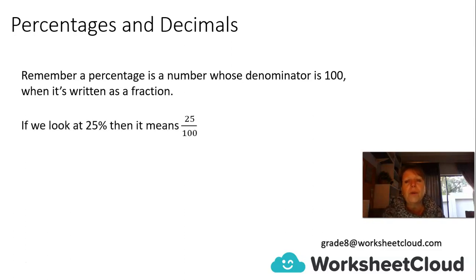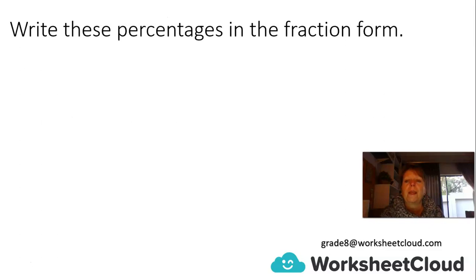Okay, so if we look at 25%, then it means that it's 25 over 100. And we can always simplify that as being 1 over 4, which is a quarter. Remember, when we work with fractions, we work with the simplest form. So if we look at the percentages that are going to come up just now, what will they be in fraction form? There's 68%, that will be 68 over 100, and we can then simplify that to 32 over 50 and simplify it even further.